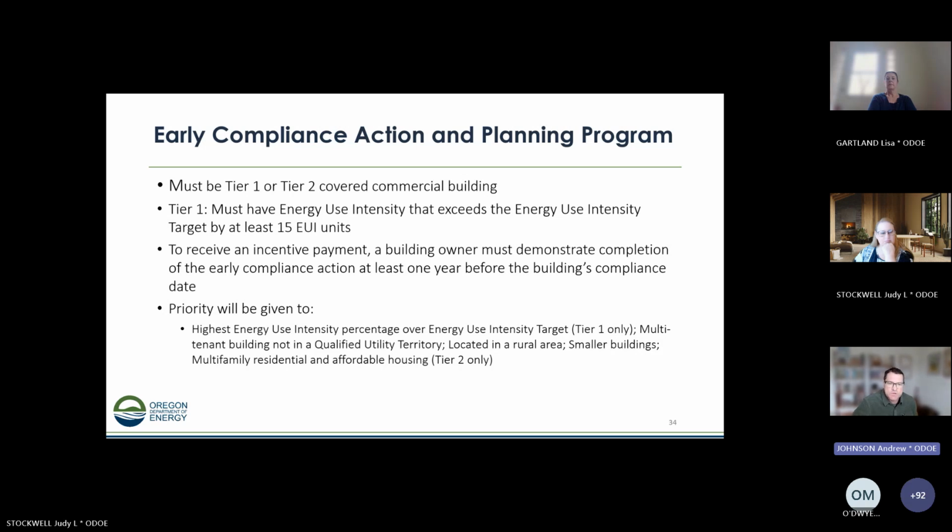And due to the limited amount of funding, we decided to make this a competitive process. And priority will be given to buildings with the highest EUI percentage over the target. That's for tier 1 only. Multi-tenant buildings not in a qualified utility territory, buildings located in a rural area, smaller buildings, and multifamily residential and affordable housing. And that's tier 2 only. Next slide.